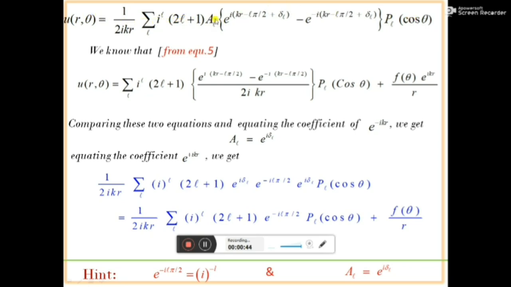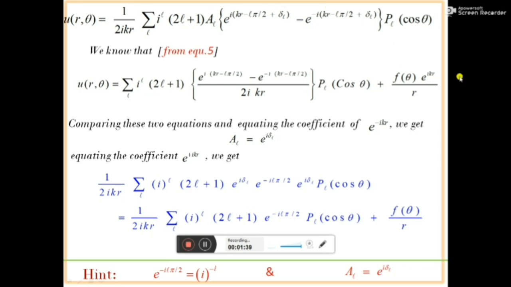This equation is now compared with equation 5, which we arrived at by using the Rayleigh's expansion. That is, equation 5 is u of r comma theta is equal to summation over L i power L 2L plus 1 multiplied by e power i(kr minus L pi by 2) minus e power minus i(kr minus L pi by 2) divided by 2i kr into P_L of cos theta plus f of theta into e power ikr divided by r.